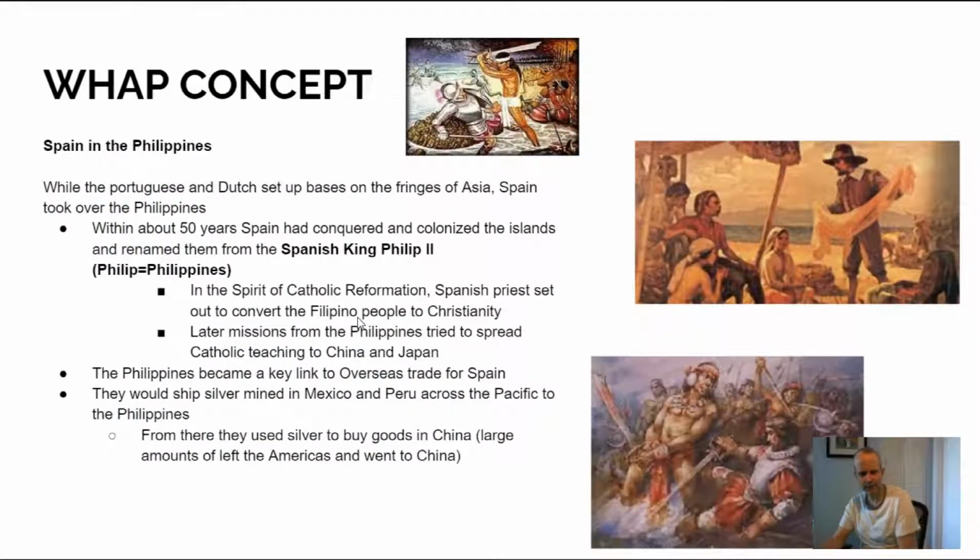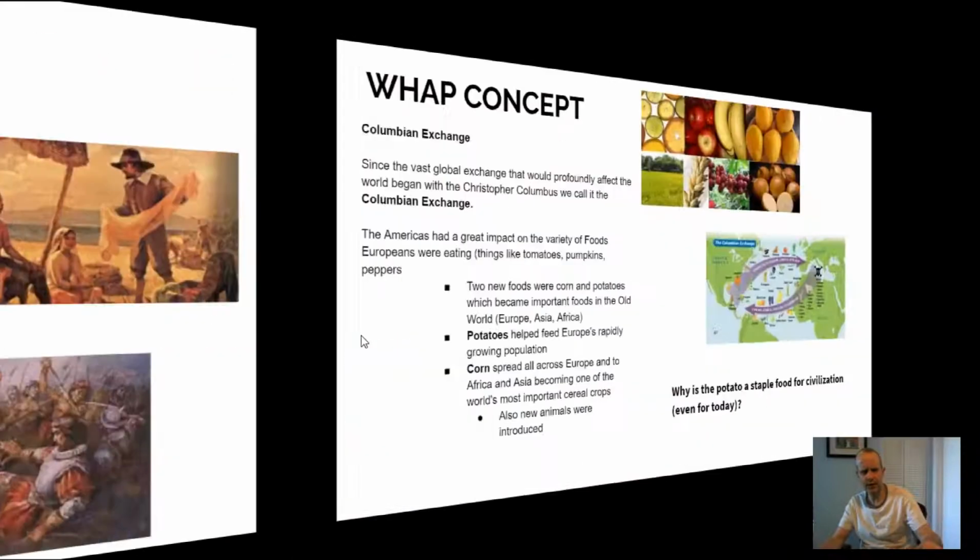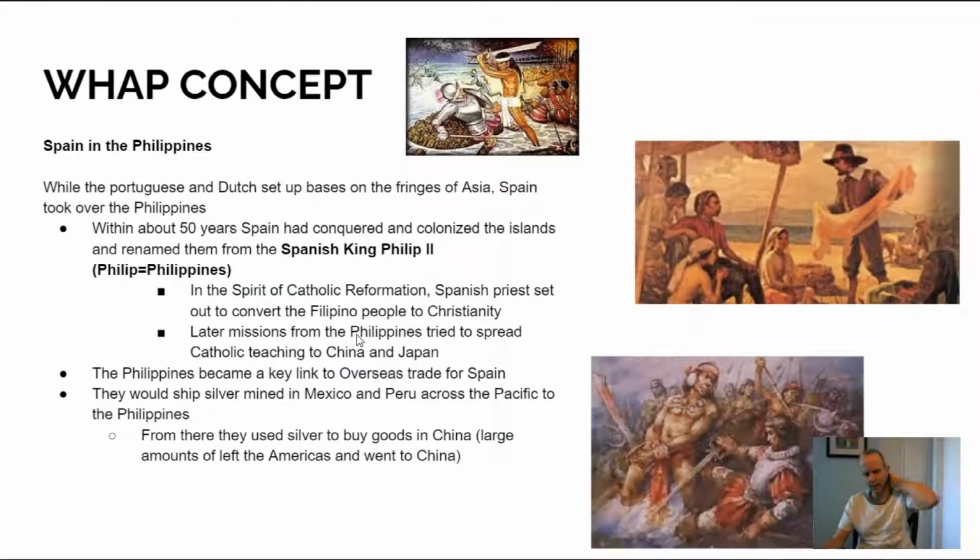Now, that's where I'm going to leave it for now, because we'll finish it off with the Columbian Exchange. As Spain continues to grow as a kingdom, they encompass places like the Philippines, right? Philip II, the king, they name it after him. In the spirit of the Catholic Reformation, they start to convert the Filipino people to Christianity, and they start to spread it in the Philippines.